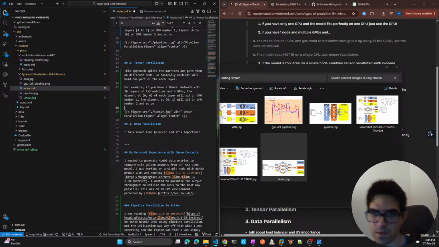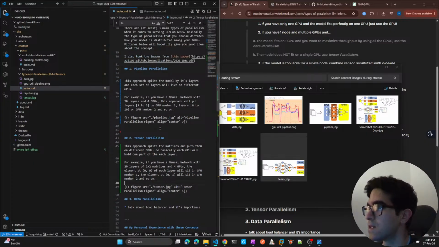I think it's better if I keep the examples with 3 GPUs, because on the images we also have only 3. With, let's say, 30 layers and 3 GPUs, this approach will put layers 0 to 9 on GPU number 1, layers 10 to 19 on GPU number 2, and so on.